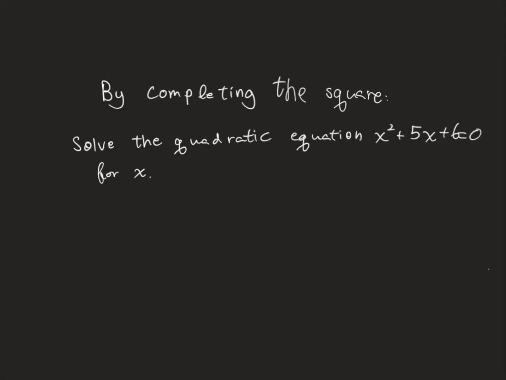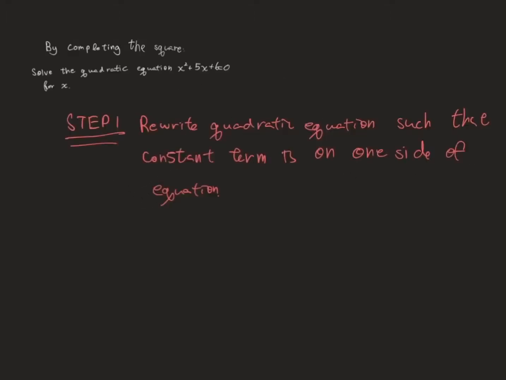So this time we'll try to solve the quadratic equation x squared plus 5x plus 6 equals 0 for x by completing the square. So step 1 is that we will rewrite the quadratic equation such that the constant term is on one side of the equation. So x squared plus 5x will equal negative 6.